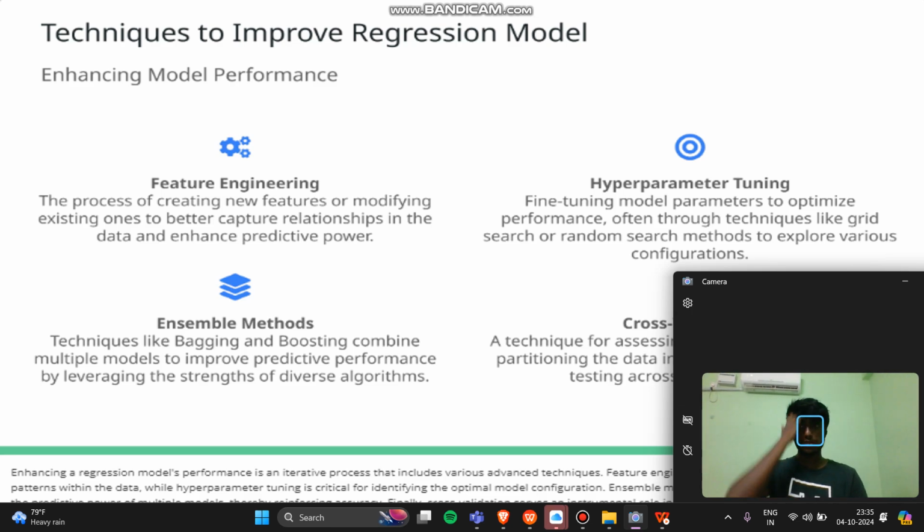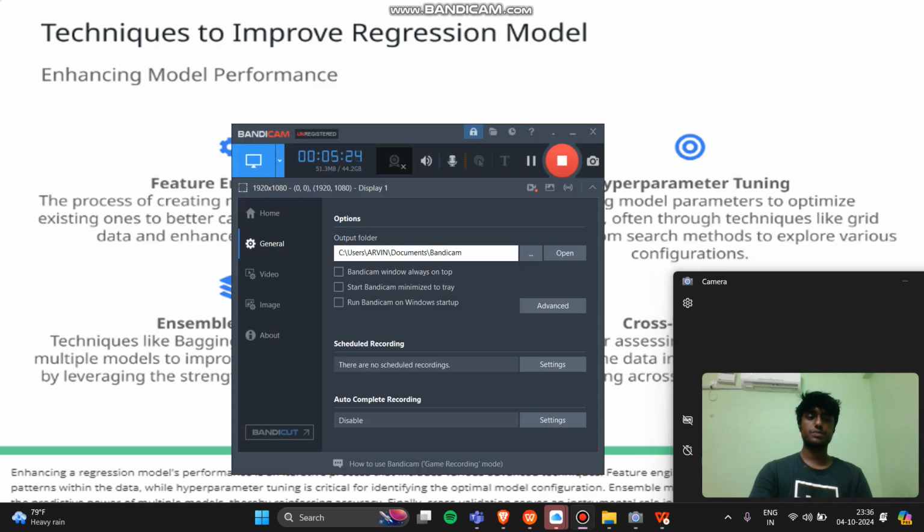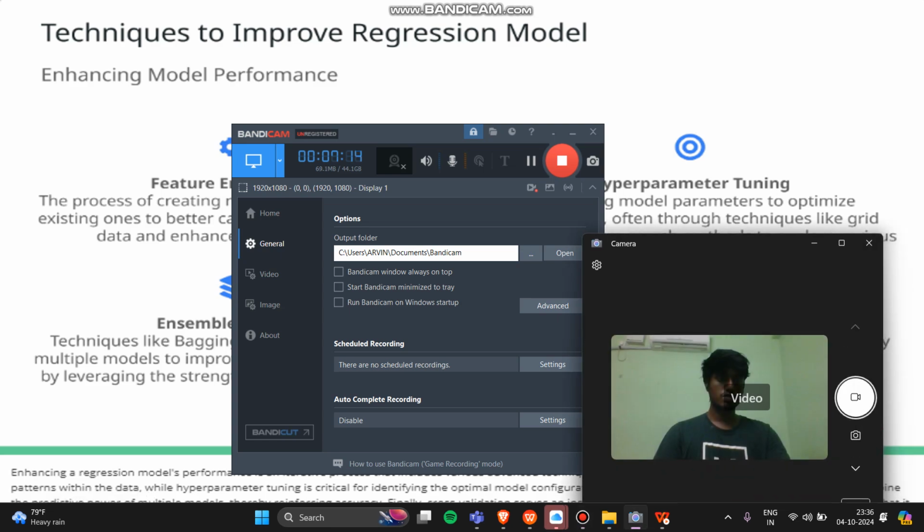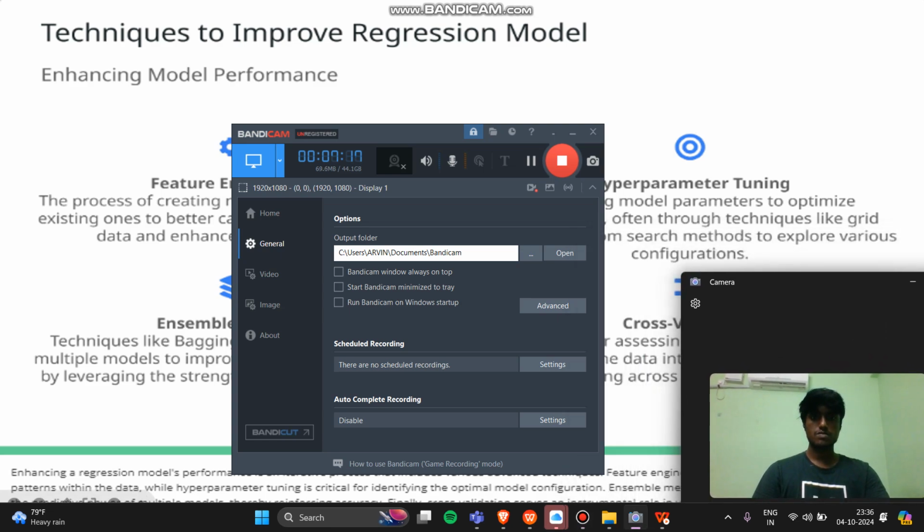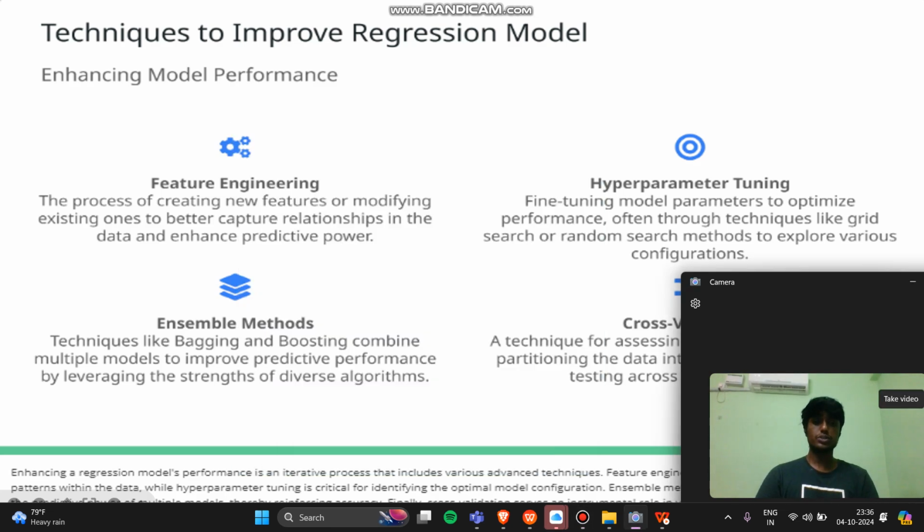Techniques to improve the regression model, enhancing model performance. So, feature engineering, hyperparameter tuning, ensemble models, and cross-validation. Feature engineering: the process of creating new features or modifying the existing ones to better capture relationships in the data and enhance the model. Hyperparameter tuning: fine tuning to optimize the performance, often through techniques like grid search or random search.